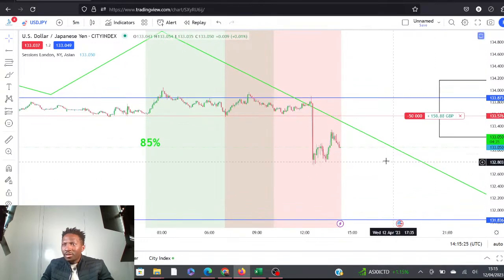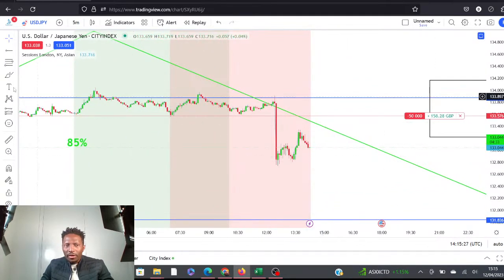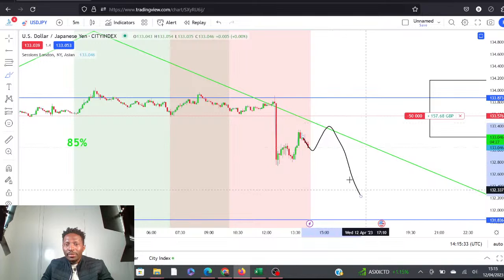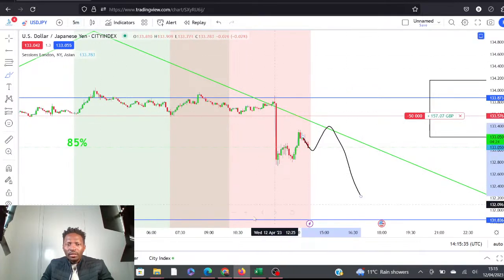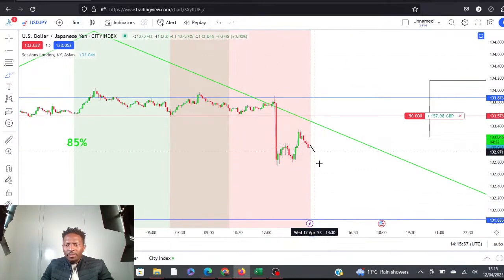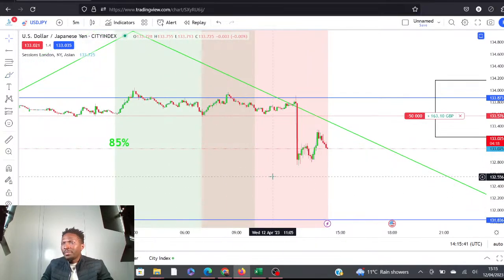But I'm not going to be someone that will tell you that correction is finished, because corrective patterns, you cannot predict. This market could still go back up and make one more high before it heads down. It can still do that. Or it can just head down from here. But regardless of what happens, guys, the market is gonna head down.